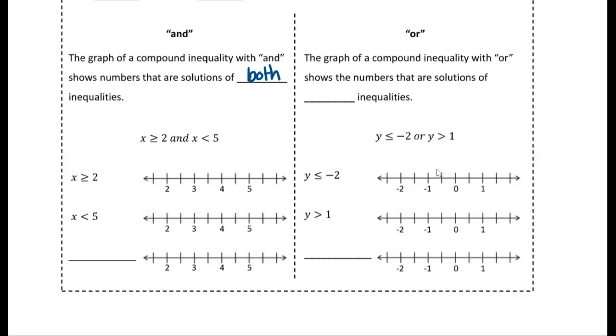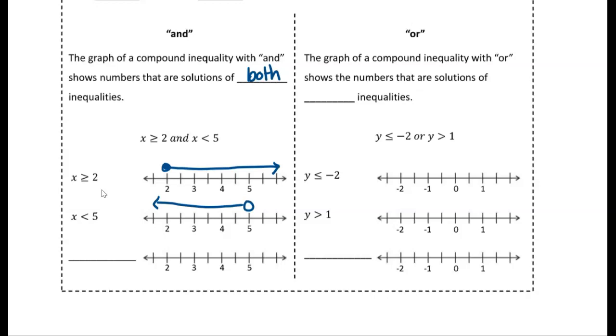So let's see what this is talking about. So you'll see it using the word and right here. X is greater than or equal to 2 and x is less than 5. Let's just graph them both separately. X is greater than or equal to 2 is a closed circle at 2 and pointing to the right. X is less than 5 is an open circle at 5 and pointing to the left.